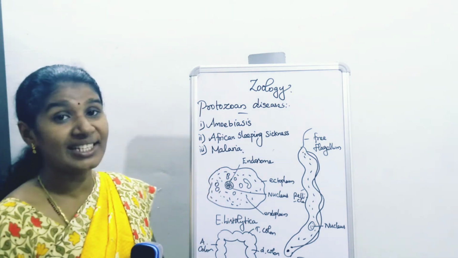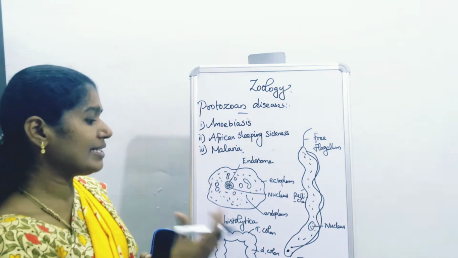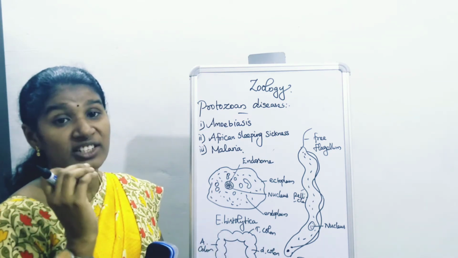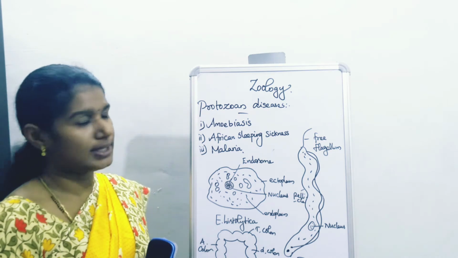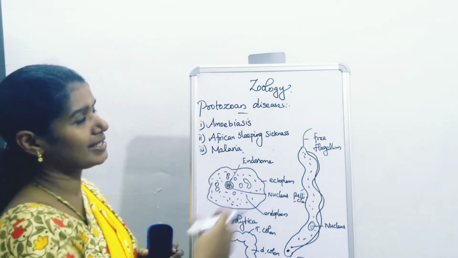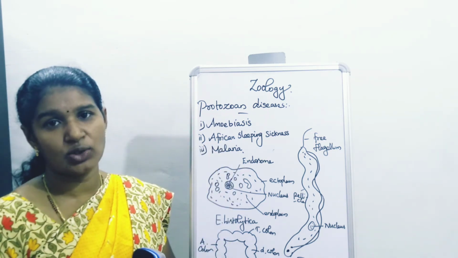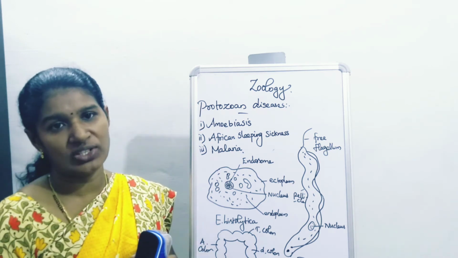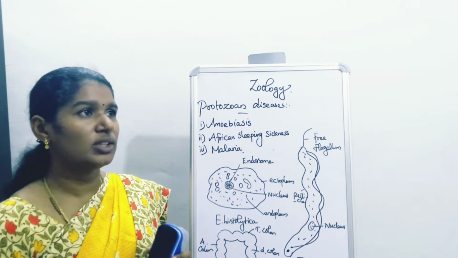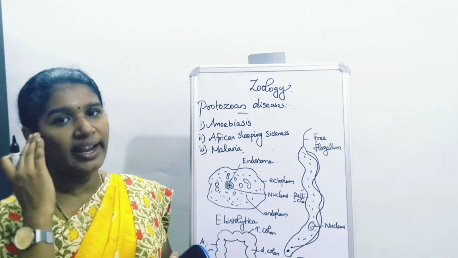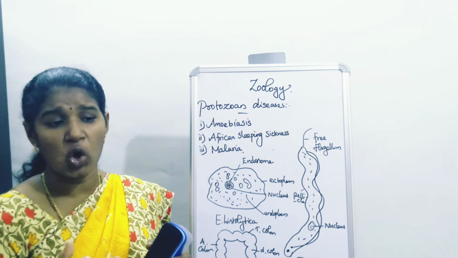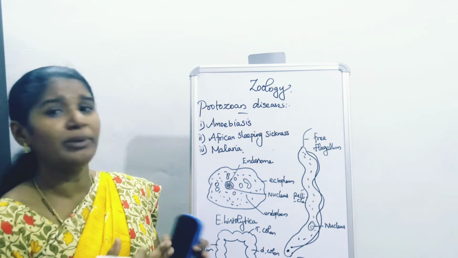Next one, African sleeping sickness. It is caused by Trypanosoma gambiense. Here there are two stages of symptoms: the early stage and the mature stage. What are the symptoms of the early stage? Headache, vomiting sensation, and fever. These are the ordinary characteristics of a very primitive stage.